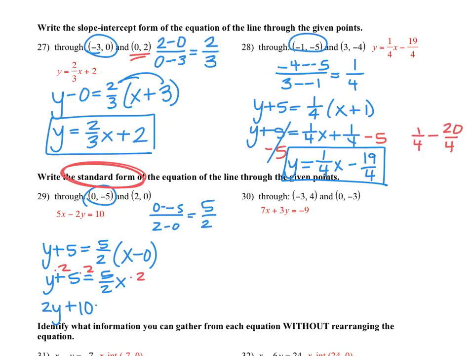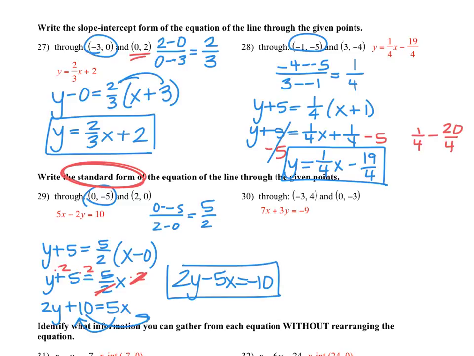2y plus 10 equals 5x. Remember, you pick 2 to get rid of that denominator. And then now x and y on the same side. So if I move 5x over, that gives me 2y minus 5x. Move the 10 to the other side, equals negative 10. They have the same answer, opposite signs. That's okay. Okay, last one.